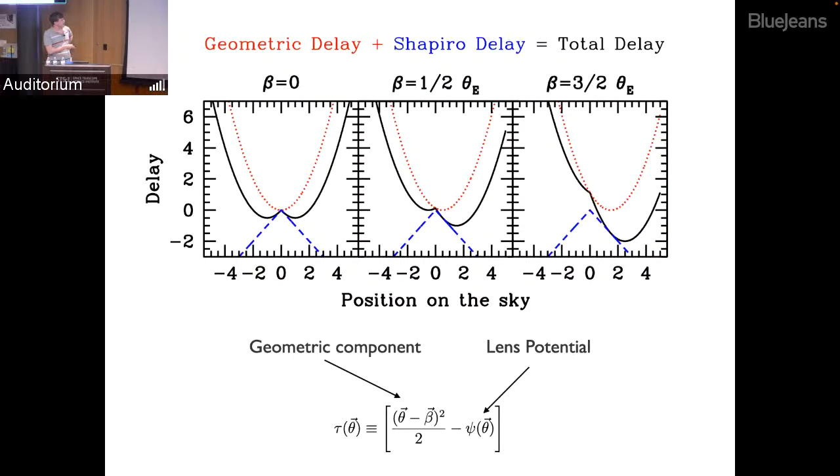From Fermat's principle, we know that the images form at the extrema of the time delay surface. This beta parameter tells you how well aligned your background source is with your lens. If they're perfectly well aligned, you can see two extrema here. You could have an Einstein ring, for example, but in one dimension here you can see two extrema, so you would have multiple images of the source. Whereas if you move to less and less alignment, eventually you only have a single extremum, so you would not be in the so-called strong lensing regime. This is an explanation of strong lensing: strong lensing means you have multiple images. Then you can compute the time delay from the geometric path length and the lens potential.